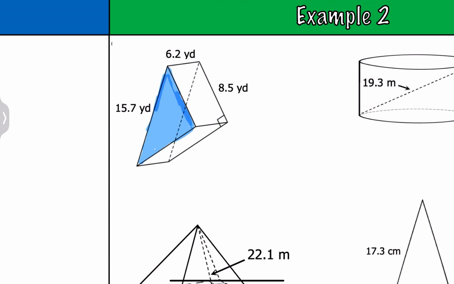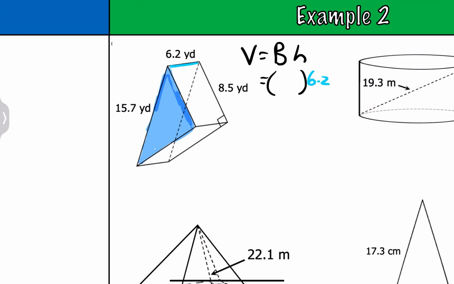So, because we have a triangular prism, volume is going to be area of the base times our height. So our second base is over here. The line connecting them is going to be our height. So our height in this case is 6.2.